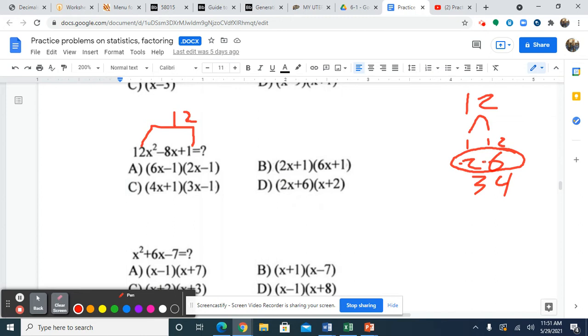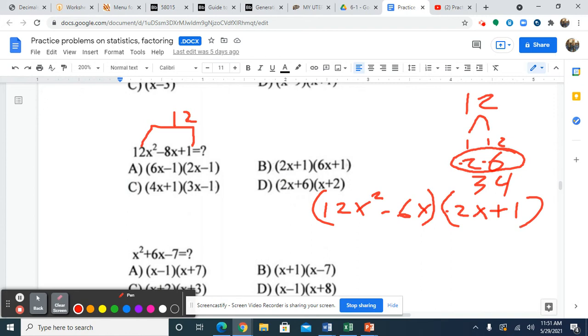So what we're going to do is we're going to rewrite. We're going to split up that negative 8 into those two factors. All we did was just make that negative 8 and we split it into negative 6x and negative 2x. We're going to close those off in parentheses and factor out the common factor.